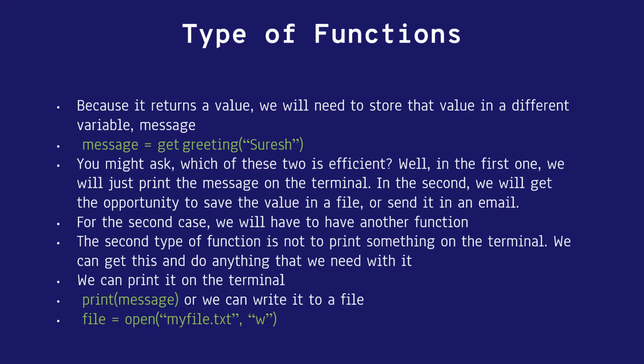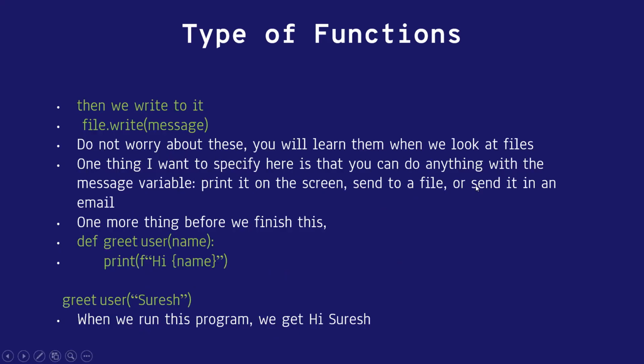The second type of function is not to print something on the terminal. We can get this and do anything that we need with it. We can print it on the terminal, like print message, or we can write it to a file, like file equals open my file.txt, then writable. We will look at this when we look at input and output functions, so don't worry about this. Then we write it to the file with file.write. These are functions we look at later in this course. You learn them when you look at files.